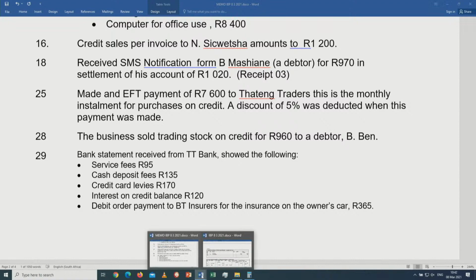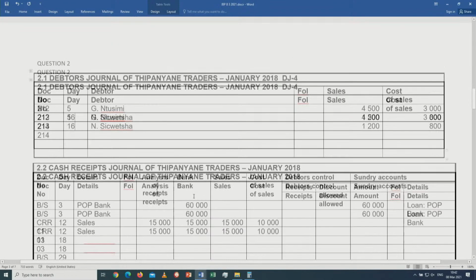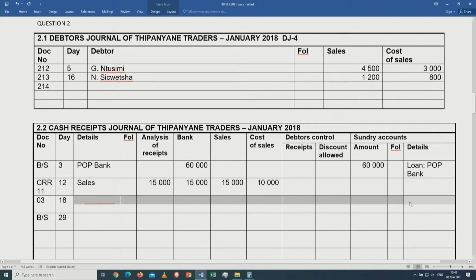Let's see how it goes under the cash receipts journal. On the 18th, here is our transaction. Mashiani paid 970, and in the bank we got 970. What was it for? It was from a debtor. And this debtor was given a 50 Rand discount.